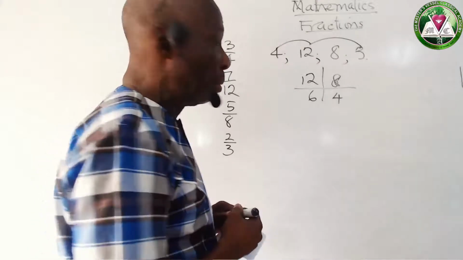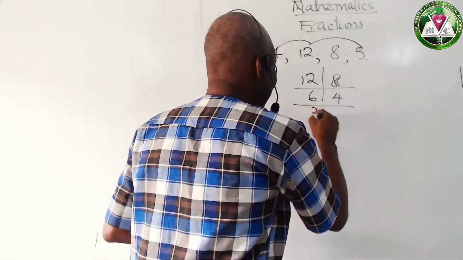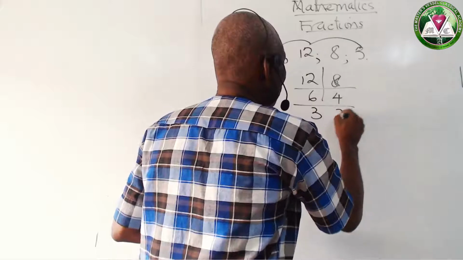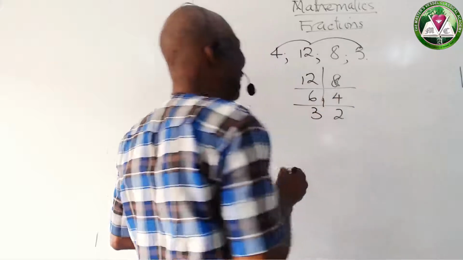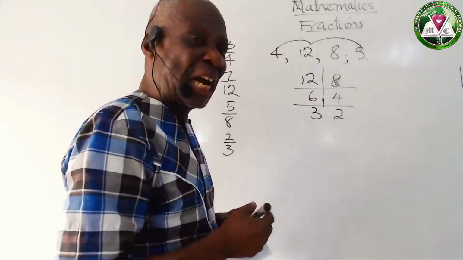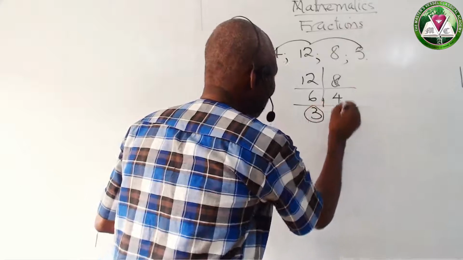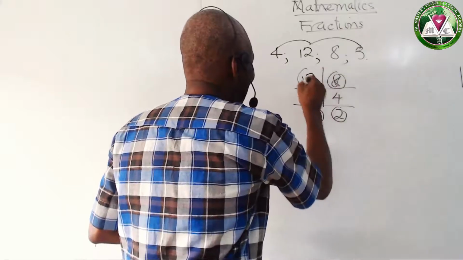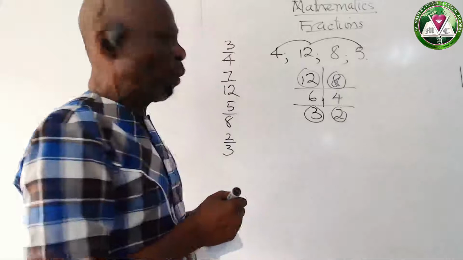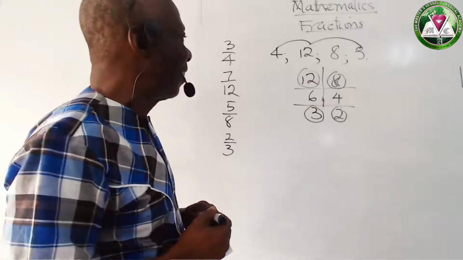Yes, 2 can divide them. 2 will divide this to produce 3, and 2 will divide this to produce 2. Is there anything that can divide both 3 and 2 without a remainder? No. Now circle this 3, circle this 2, circle the 8, and circle the 12. We have 4 circles there.